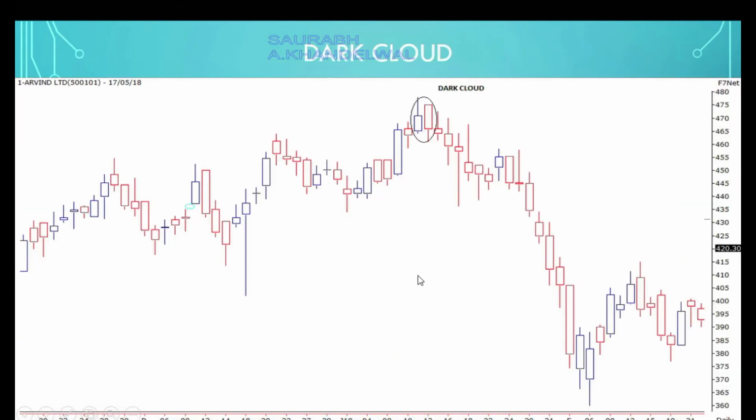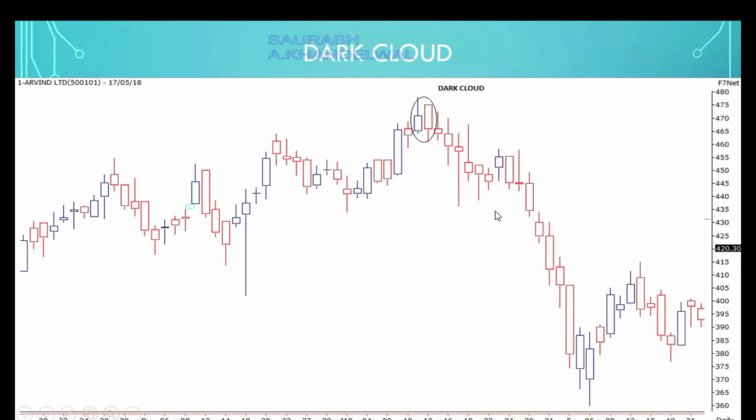All right, this is the daily chart of Arvind Limited, and as you can see, there is an uptrend. Then we see a white body, and this was the closing. Then the price opened higher and started moving downwards and closed below the 50% mark of the previous body, resulting in a dark cloud pattern. It is very significant as the probability becomes very high because it closed below the 50% mark of the previous body. And you can see the result.